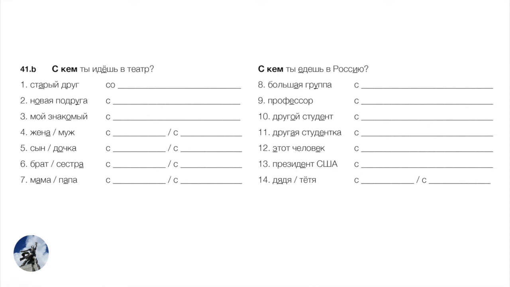With an old friend, старый друг, hard masculine, со старым другом. Новая подруга, right? With a new female friend. С новой подругой, right? Number 3, with my male acquaintance. С моим знакомым. Okay? Once an adjective, always an adjective, right? Number 4, with your wife, with your husband. С женой, с мужем. Okay, муж, right? We get с мужем because of the 5-letter spelling rule, right? We can't have the unstressed o after je.